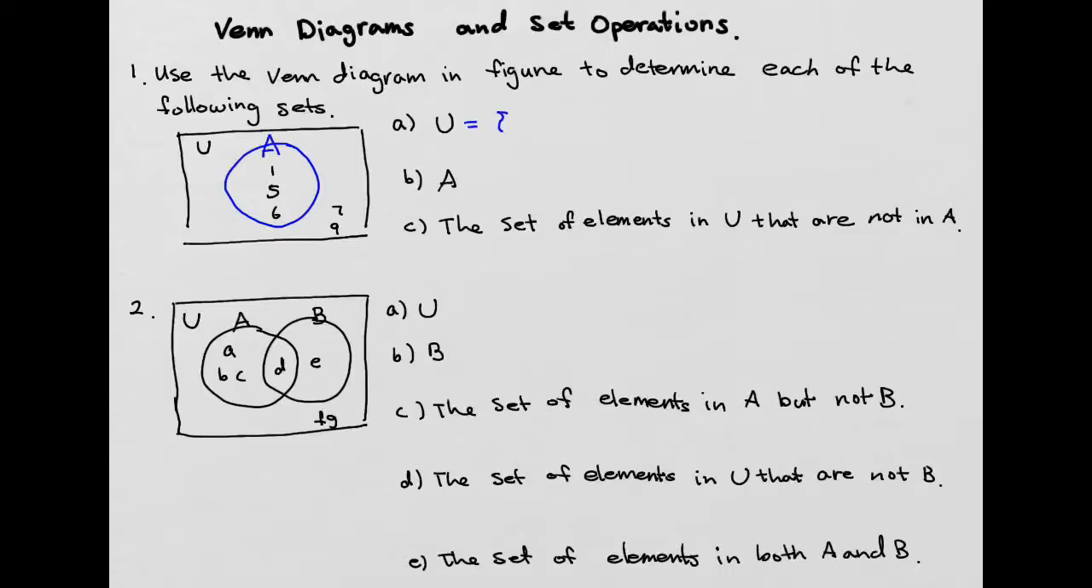inside the universal set, you have set A, which includes elements 1, 5, 6, but outside of that set A, you also have 7 and 9. So that's going to be your universal set. So all the elements inside of that Venn diagram are going to be the universal set. And set A, you only have 1, 5, and 6.